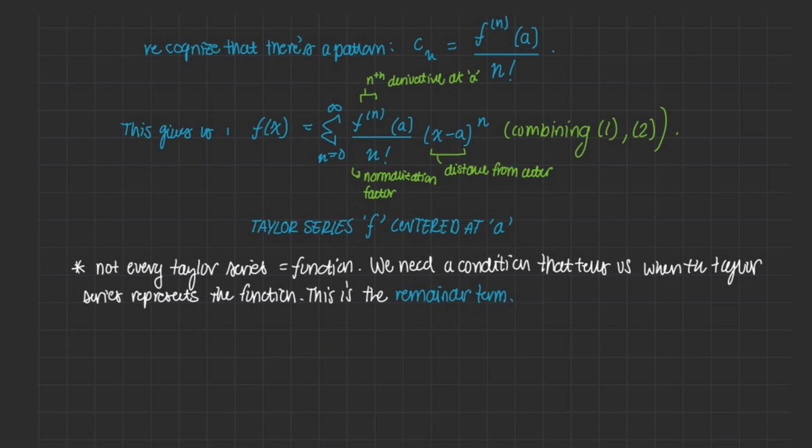What's important to know about the Taylor series here is that this is simply an approximation of an infinite function. Therefore, there's always going to be a gap between what we see here and the actual function itself. But there are ways for us to bridge that gap. In order to do that, we need a condition that tells us whether the series represents the function properly, and this is called the remainder term.